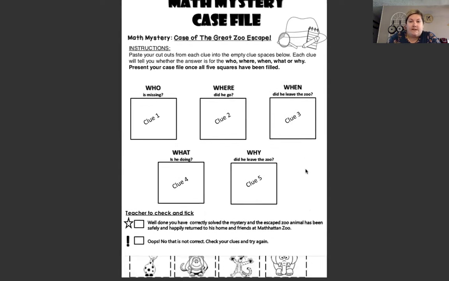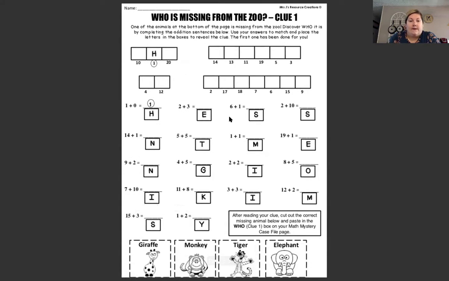Now I'm going to skip that page because you don't have that one, so you can't cut and paste anything on it. All right, this says, who is missing from the zoo? So the very first page that we have to do is going to tell us who the animal is that's missing, okay? And your options down here are giraffe, monkey, tiger, and elephant. Well, to find out who is missing, we have to go through and solve all of these addition problems on your paper, okay?